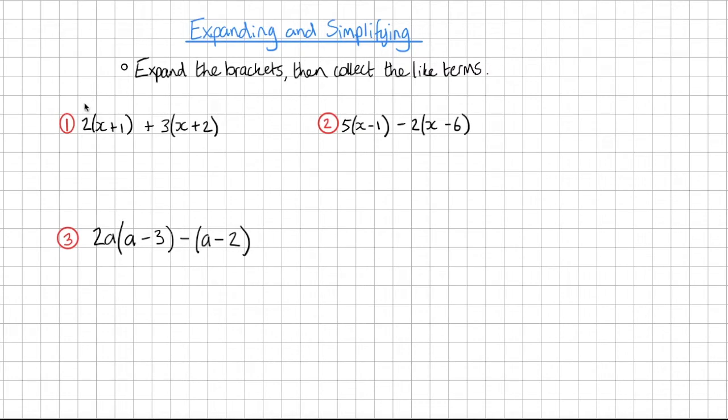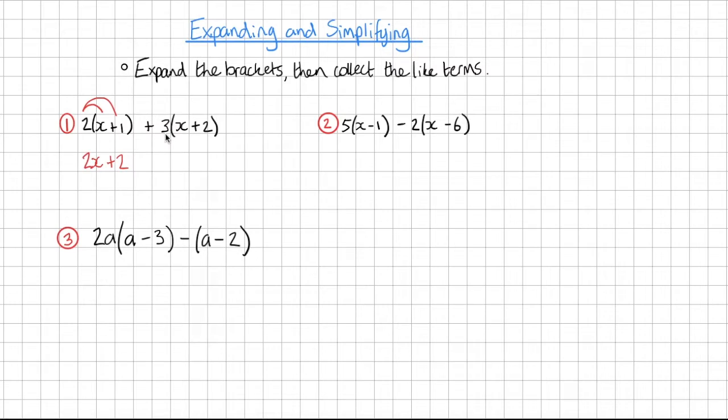The first one is with positive terms only, just so we can get a little bit more confident. So it's the same as expanding single brackets. We need to do 2 multiplied by x, which is 2x. 2 multiplied by 1 is 2, so we're going to write plus 2. Now, a common mistake here is people try to multiply what's over here by the 2 as well. The 2 is only multiplying what is inside this bracket, nothing else, okay?